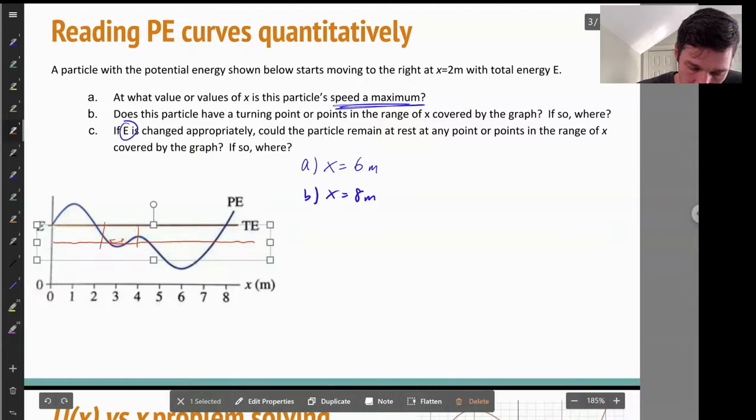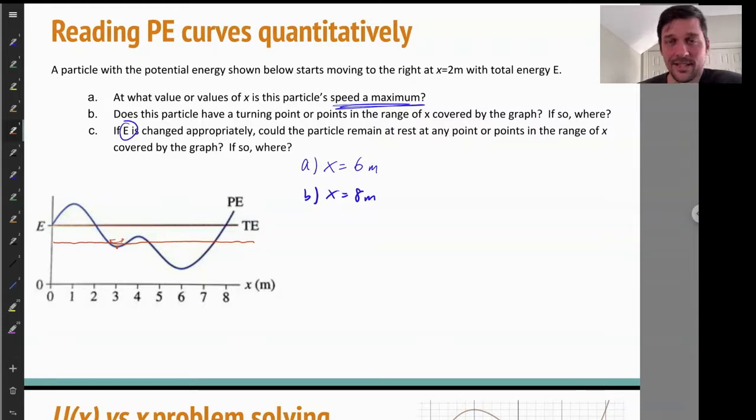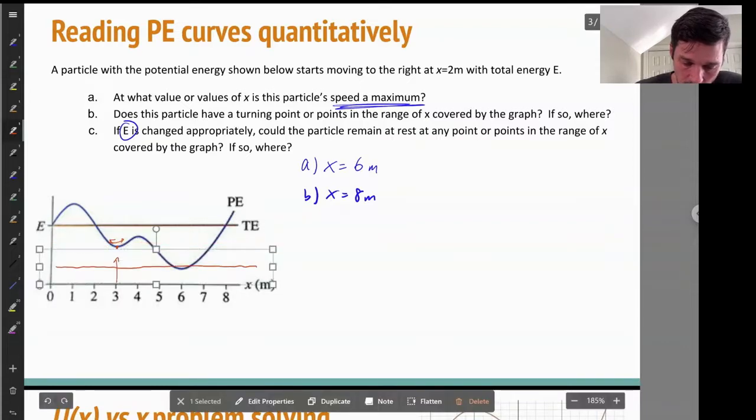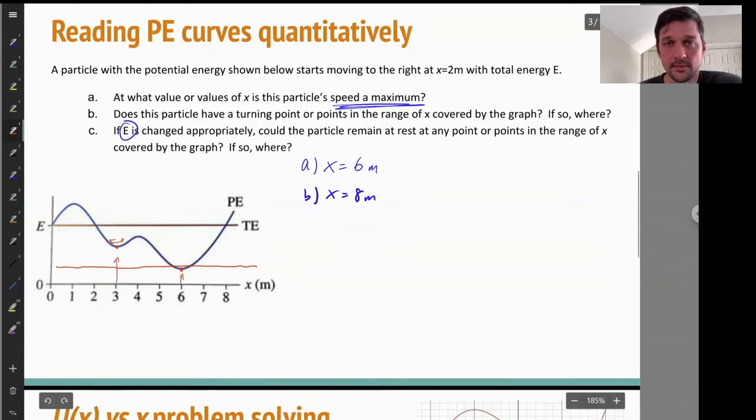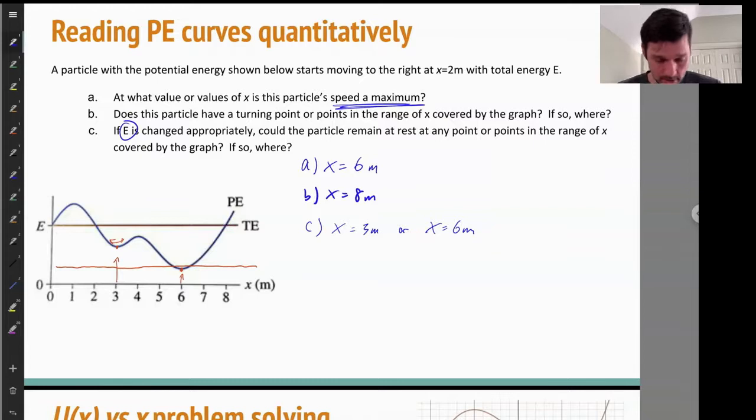So if we continue to move that total energy bar down to a point where it in fact coincides with the lowest point on the graph, essentially, if the potential energy and the total energy are equal at a valley, basically you're saying you're at the bottom of the valley and you've got no kinetic energy. Well, then you're stuck there. So it could happen at point 3, or if we continue to lower that total energy, it could happen again at point 6. So x equals 3 meters or x equals 6 meters, depending on how much energy you take away from the system.